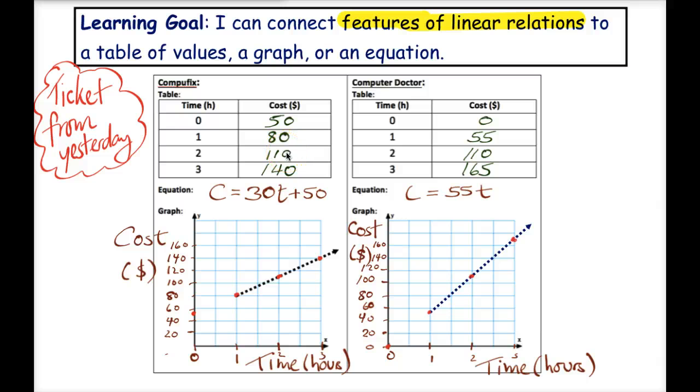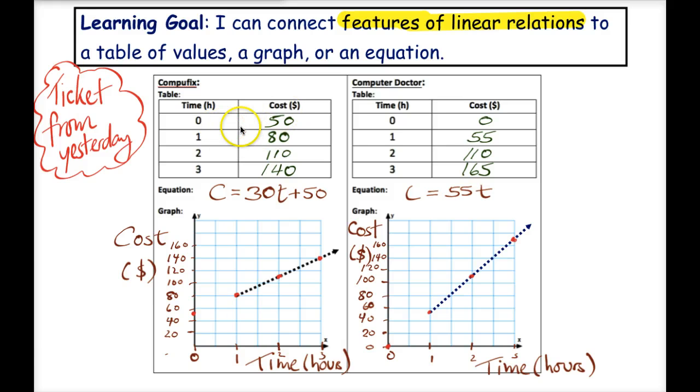So the information was given on the ticket and talked about Compufix being a company that has a base fee, or a set fee, of $50 and then an amount per hour of $30. And then Computer Doctor over here had no base fee, but they charge $55 per hour. So completing the table, you just use the description.